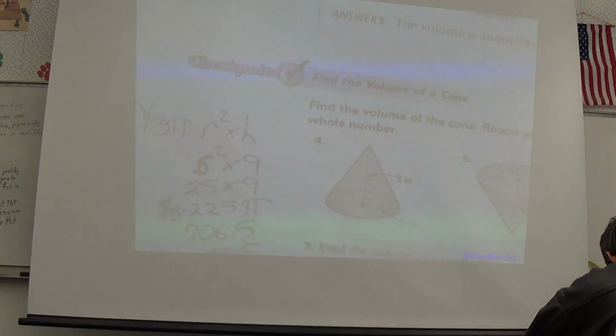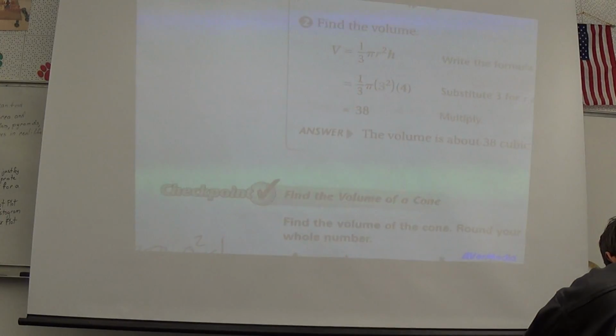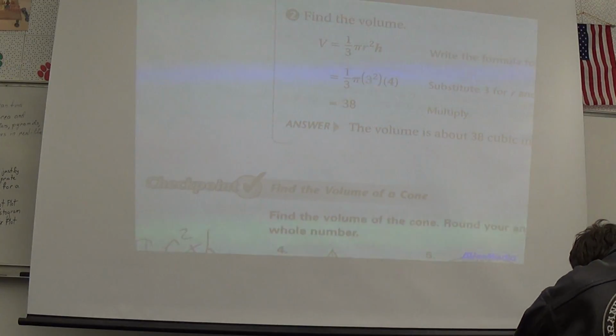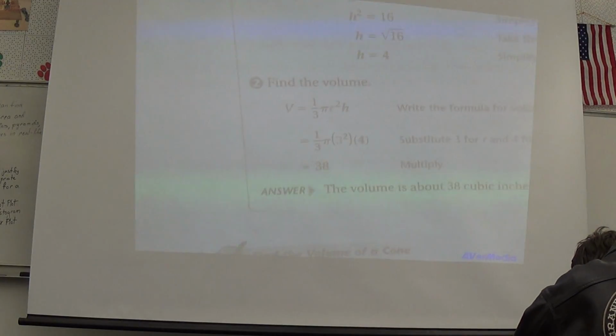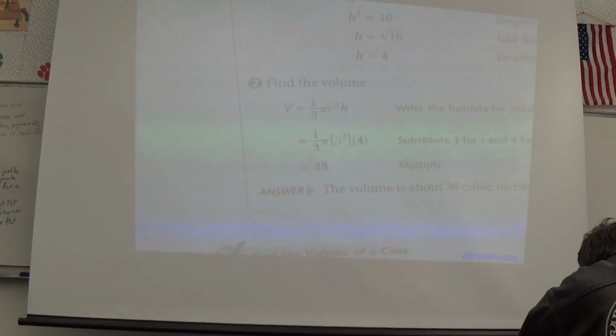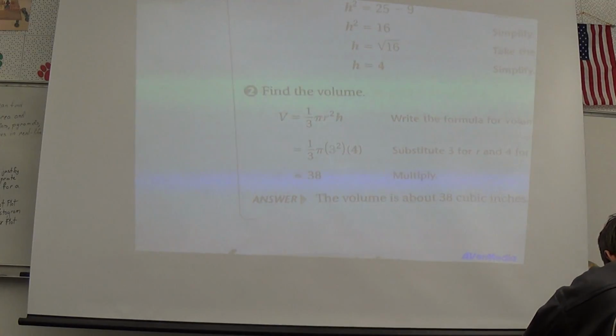All right, any questions on the formula, what we're doing? It's the same thing we were doing yesterday, area of the base times the height, with one additional thing. You're going to take that answer and divide it by 3, or multiply it by 1/3.